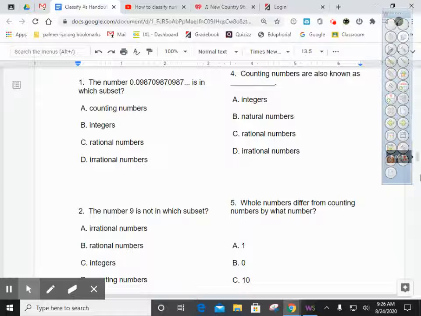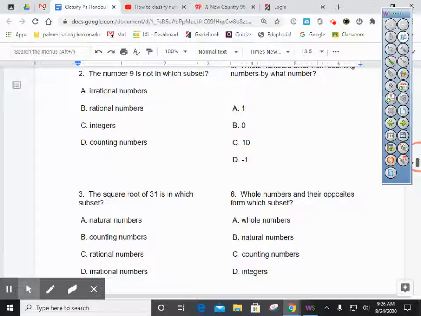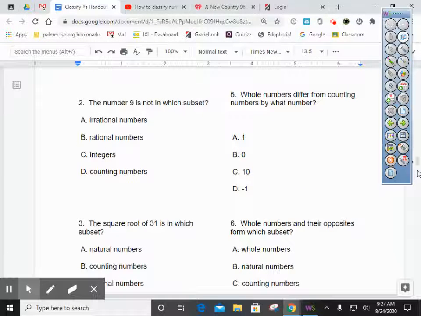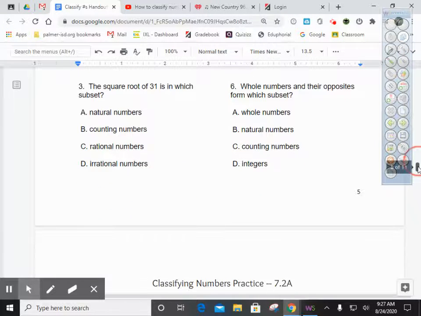Okay, so just, what do you think it is? You think it's B, natural numbers? Does everybody agree? You do not agree, speak now. Good, I agree. Number 5, which numbers differ? Whole numbers differ from counting numbers by what number? 0. Does everybody agree? Yes, awesome. If you're wrong, the worst thing that's going to happen is I'm going to say no, and then we'll get it right.